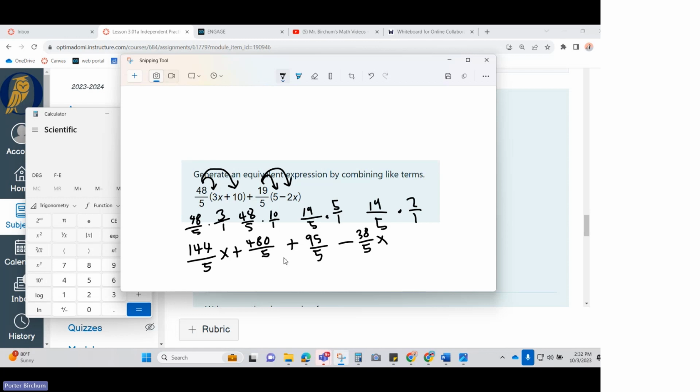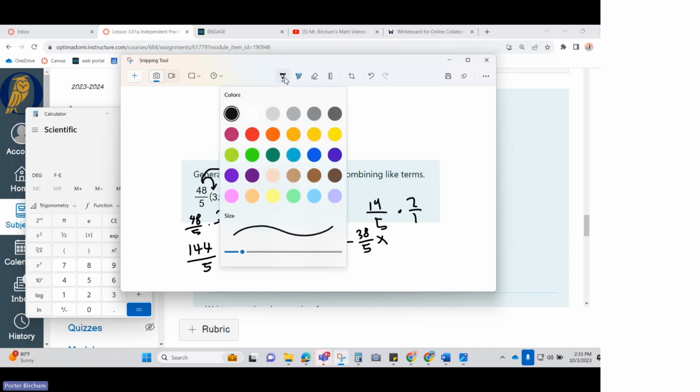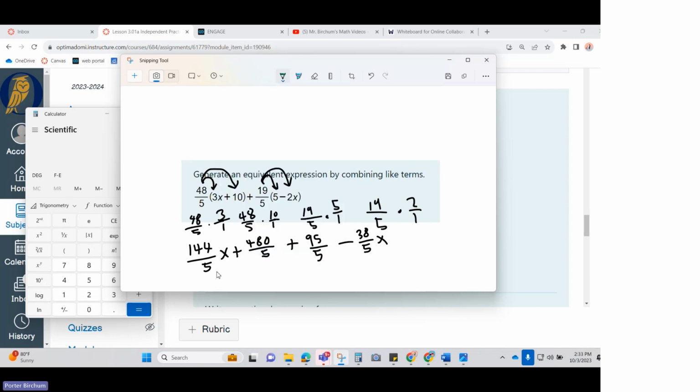Now, the bottom numbers are all the same, so we don't really have to worry about these, right? Bottom numbers are all the same, so we can kind of forget about them a little bit. So let's add our x's first. Let's take care of those. Here we have a positive 144 fifths x's. And here we have a negative 38 fifths x.